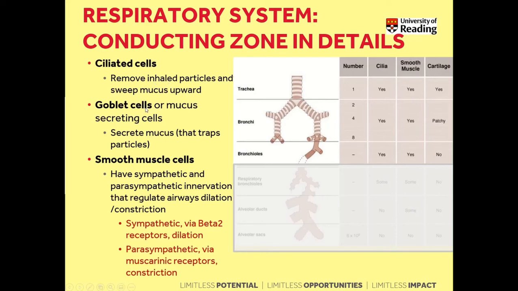There are also goblet cells or mucus secreting cells. They are important to secrete mucus, which is essentially trapping particles that are accidentally inhaled or present in the respiratory system. Once the mucus is trapping these particles, then the ciliated cells can help the excretion, or the getting rid of the mucus.